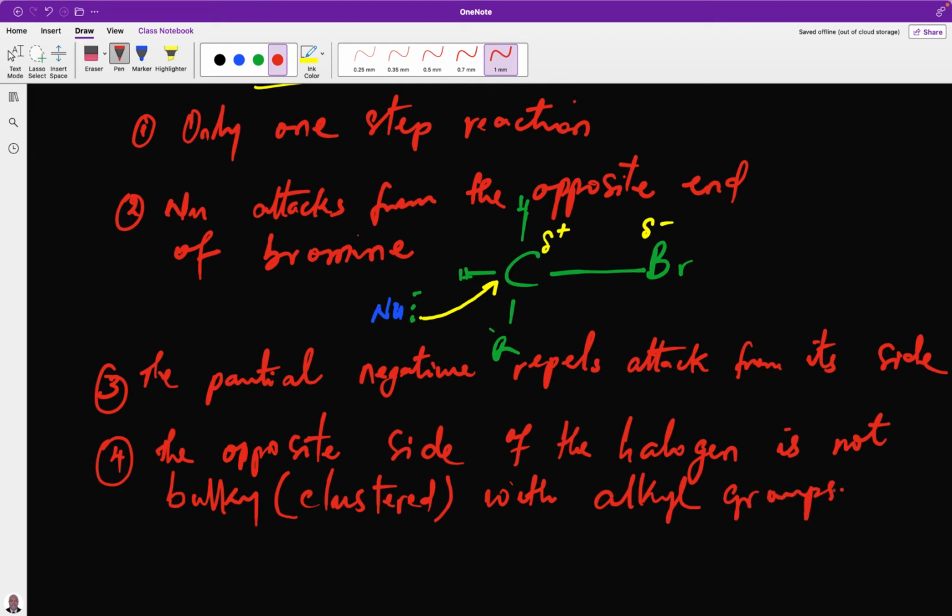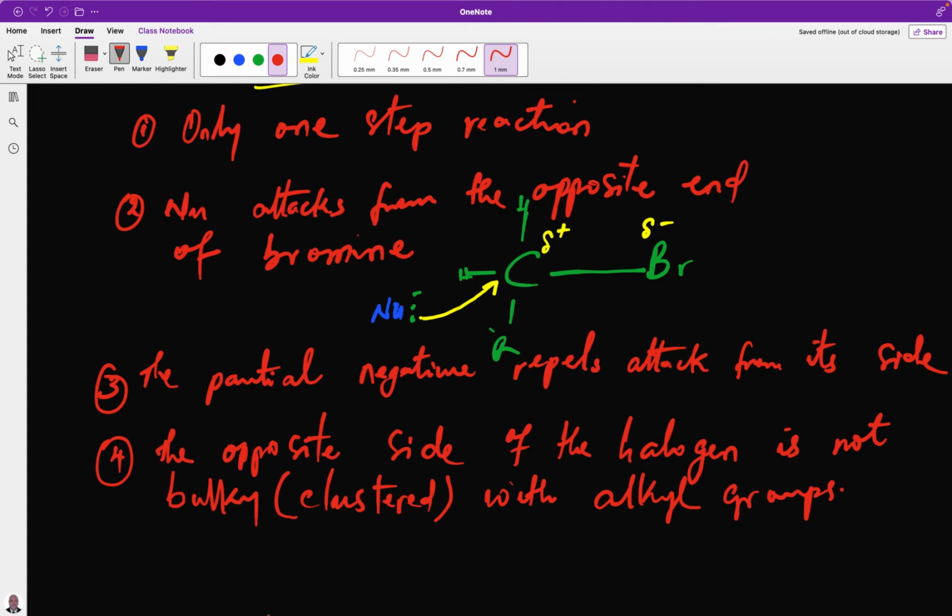What I mean here is this. On the opposite side of bromine, on the carbon holding the bromine, there are not many alkyl groups there. There are not many alkyl groups attached to the carbon holding the bromine. For that reason, there is space on the opposite side for the nucleophile to enter, to attack. So the opposite side is not bulky.